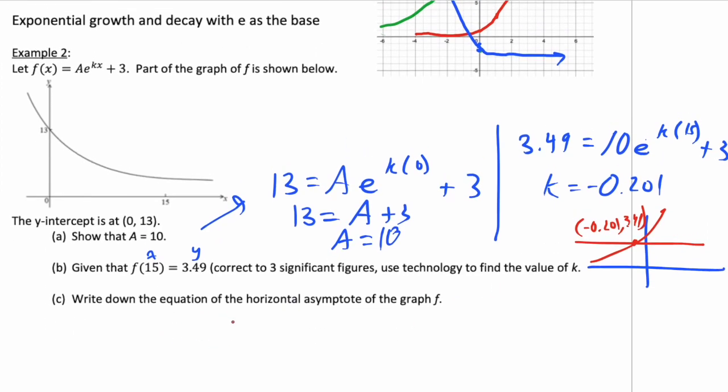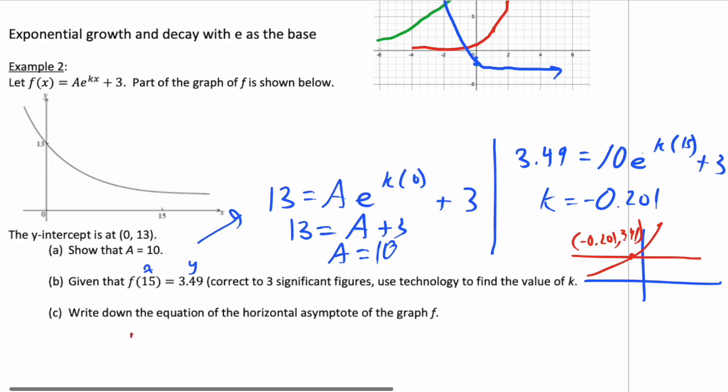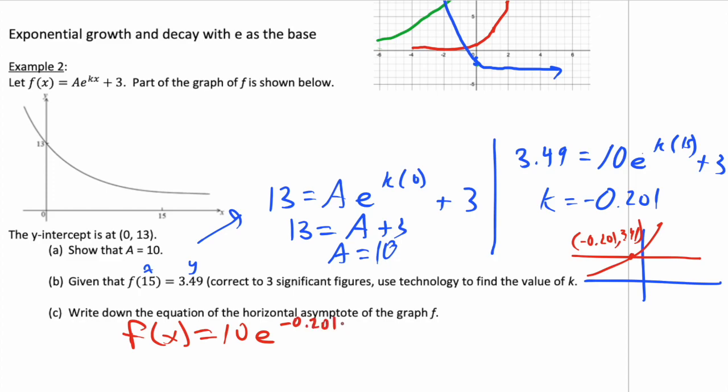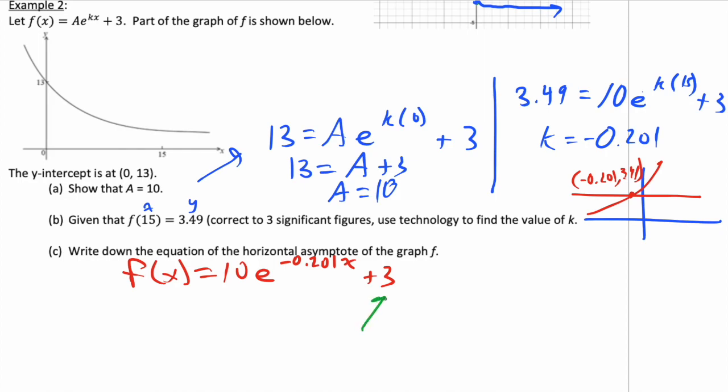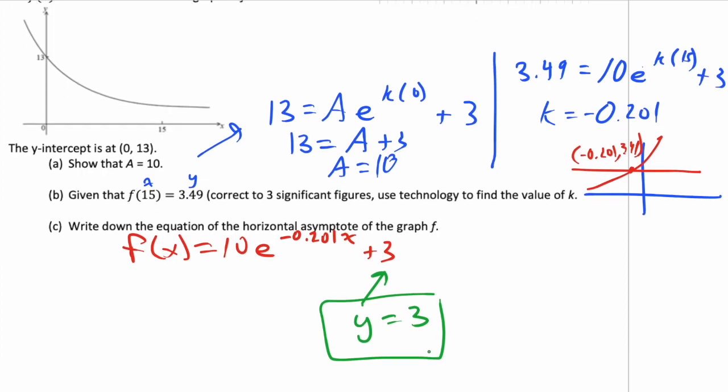Write down the equation of the horizontal asymptote. Well, the entire equation now is f of x equals 10 e to the negative 0.201 x plus 3. And recall, the horizontal asymptote is always this one. So y equals 3 is the horizontal asymptote.